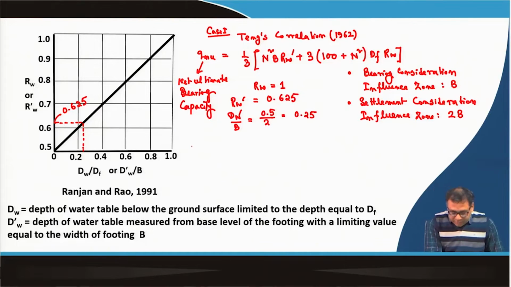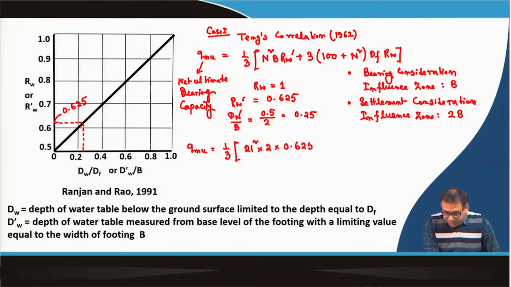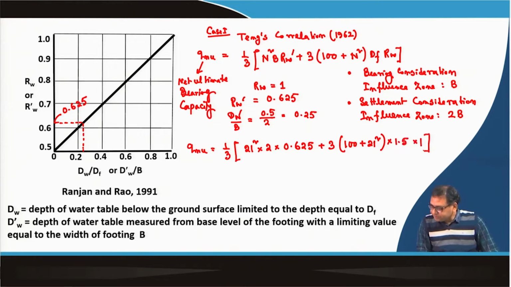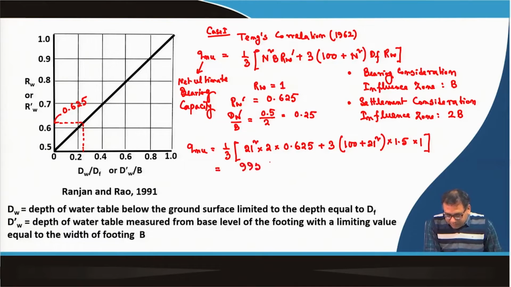Okay. So, now we can calculate the net ultimate bearing capacity. N square is 21 square, B is 2, Rw' is 0.625, then plus 300 plus 21 square into df is 1.5, Rw is 1. So, this value is coming out to be 995 kilonewton per meter square, but this is ultimate.